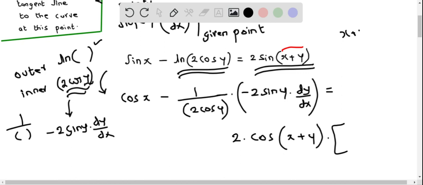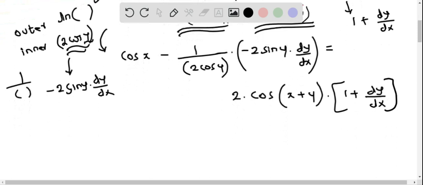Derivative of x plus y with respect to x. The derivative of x is 1, and the derivative of y is dy over dx. So basically, this expression is 1 plus dy over dx. Now let's simplify both the left and right side.